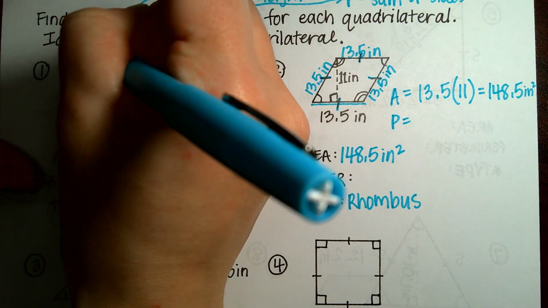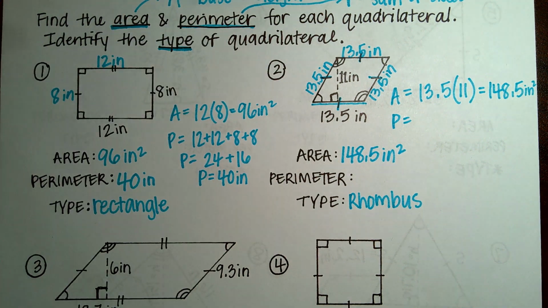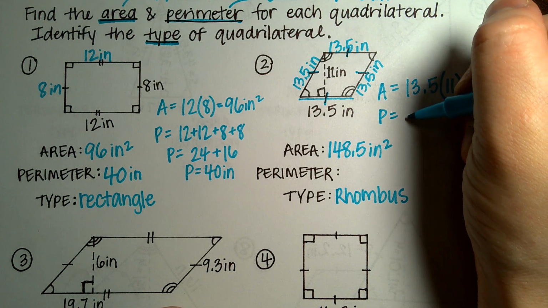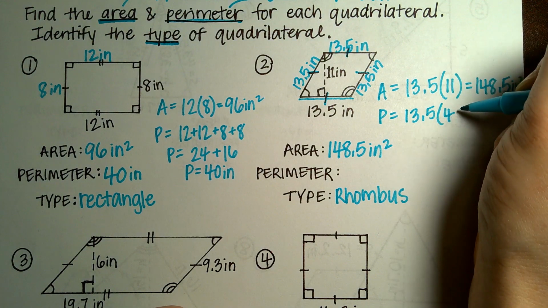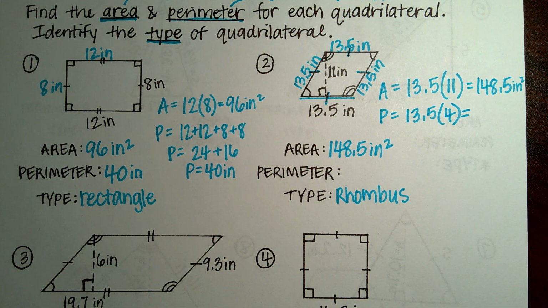I'm gonna do that over here. Okay, so how do we find the perimeter? 13.5 times 4. Yes, 13.5 times 4. There's 4 sides. Honestly, I just added 13.5 plus 13.5 and then you have to do that again.